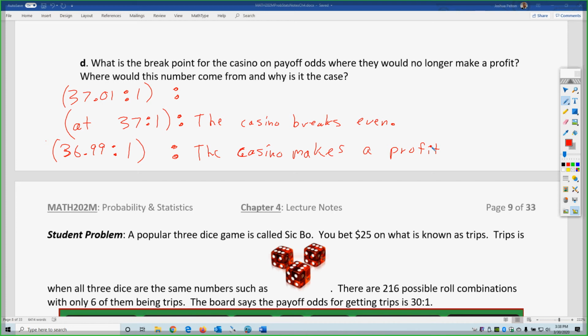Versus $37.01, the casino will lose money, meaning they're paying too much. With every time you win, you're winning more than what you would have lost in the other rounds, so you're getting paid too much. Okay?